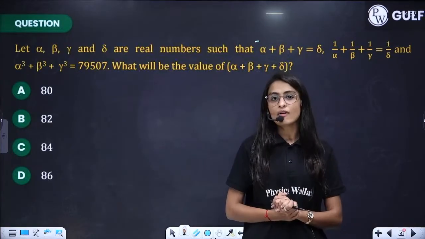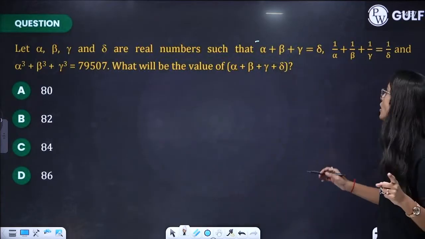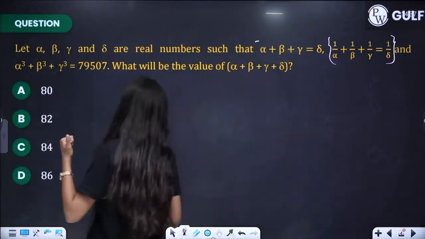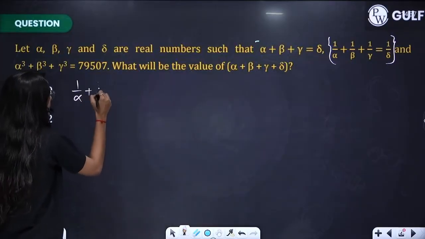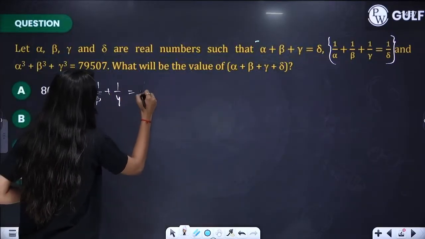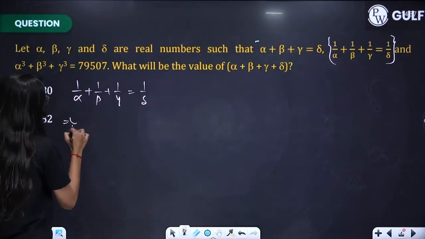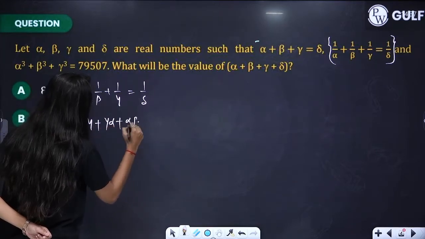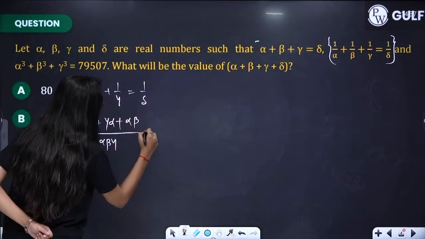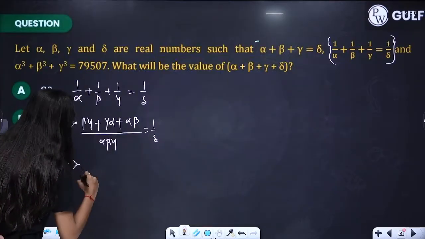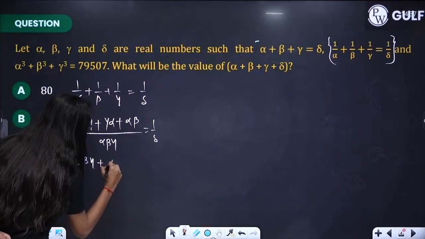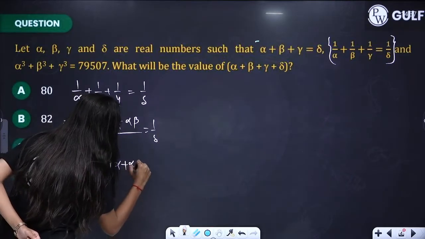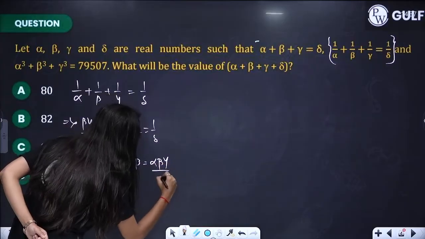So how would you find it? Here my first suggestion to you all would be to simplify this particular equation. If you simplify it, take the LCM, you will get beta gamma plus gamma alpha plus alpha beta divided by alpha beta gamma is equal to 1 by delta. You can rewrite it in the form of beta gamma plus gamma alpha plus alpha beta is equal to alpha beta gamma divided by delta.